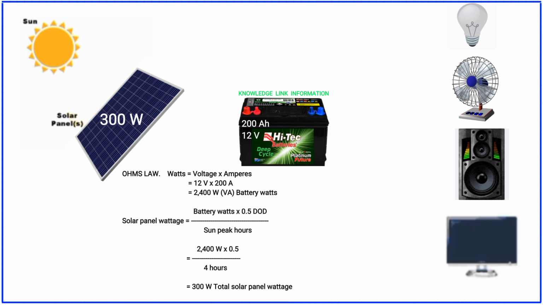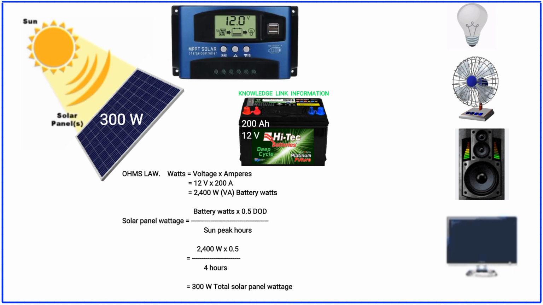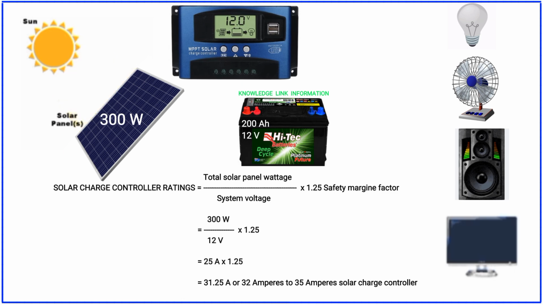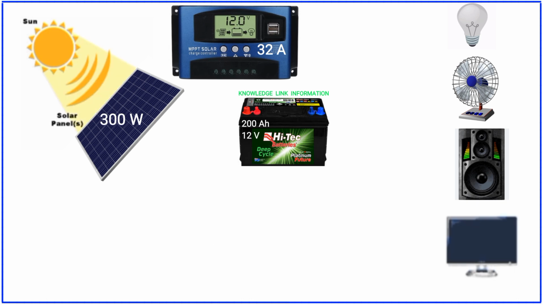We have 2400 watts times 0.5 DOD divided by 4 hours is equal to 300 watts, a total solar panel to be used. We have also a formula to choose a solar charge controller, using a total solar panel wattage divided by system voltage, which is 12 volts times 1.25 safety margin factor. Now, 300 watts divided by 12 volts times 1.25 is equal to 31.25 amperes. So, we can use a 32 amperes to 35 amperes solar charge controller.